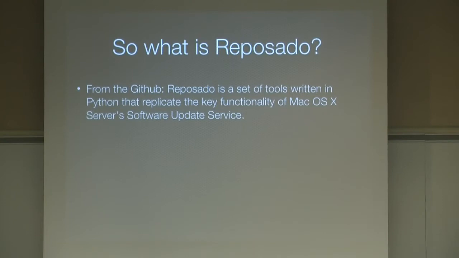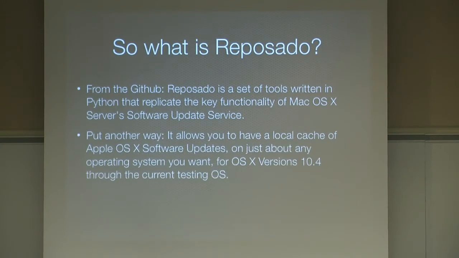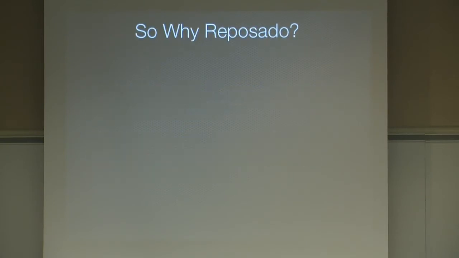So what is Reposado? Well, straight off the GitHub, which is basically its main website, it's a set of tools written in Python to replicate the key functionality of the OS X server update. Or in other words, it allows you to have a local cache of updates for just about any operating system, on any operating system you want, for versions 10.4 through the current testing OS. So just recently, in the GitHub stuff, Greg Neagle just put code in to handle Mountain Lion updates. So if you're testing that and you want to have a local cache of all the updates, this will do it for you.